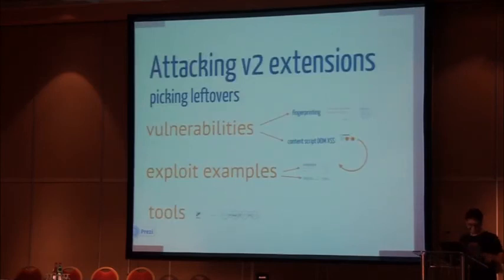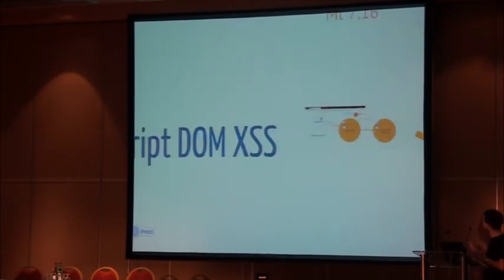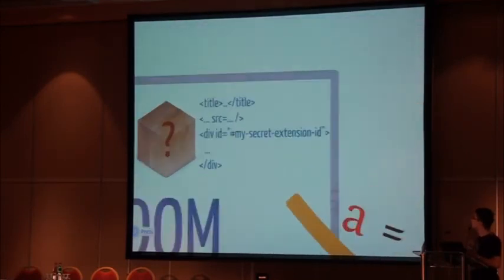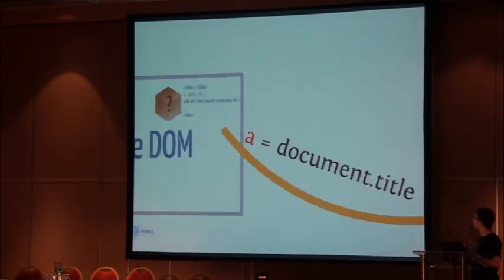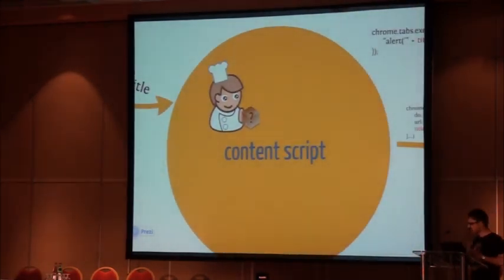Yeah, but there is still a way of attacking V2 extensions. A way that will probably still be left by Google, because it's kind of by design, and I'm talking about content script DOM XSS. How does it usually look? Well, you have the web page DOM with some secret payloads crafted for an extension. It gets fetched by the content script. And actually, the content script could simply eval that or insert it back into the DOM, and that would be the shortcut for the whole execution path.